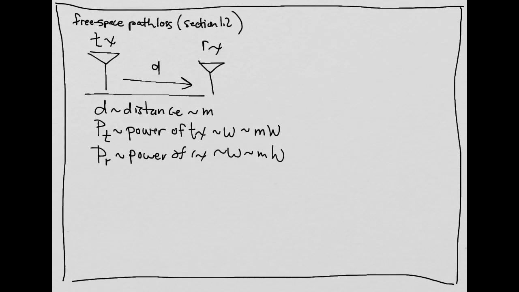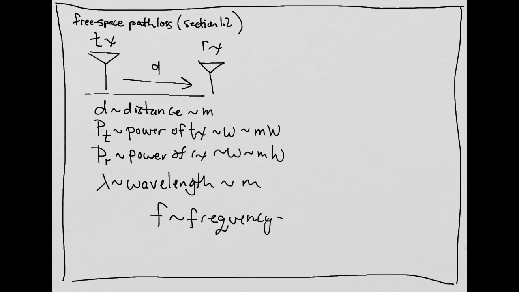Of course, they're going to be related through the distance, but they're also related through the wavelength, lambda. This is the wavelength of the RF signal, in units of meters. Sometimes the signal might not be specified as a wavelength, but as a frequency, F, and then it would be specified in hertz.